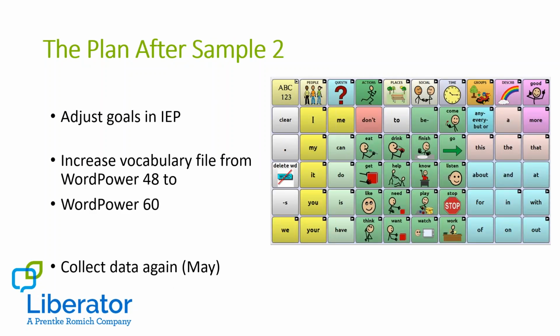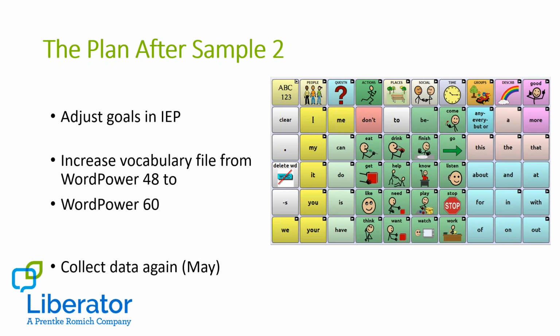This particular client also looked to increase the vocabulary file from Word Power 48 to Word Power 60. Now, it's not something that we necessarily advocate. And what I don't want you guys to do is go away, do some data analysis and change all your device users' vocabulary files. But for this particular student, they had a goal around increasing verb use. And one of the ways that they determined that they could do that is to increase to Word Power 60, where you've got a higher proportion of verbs on the home page, so less navigation.